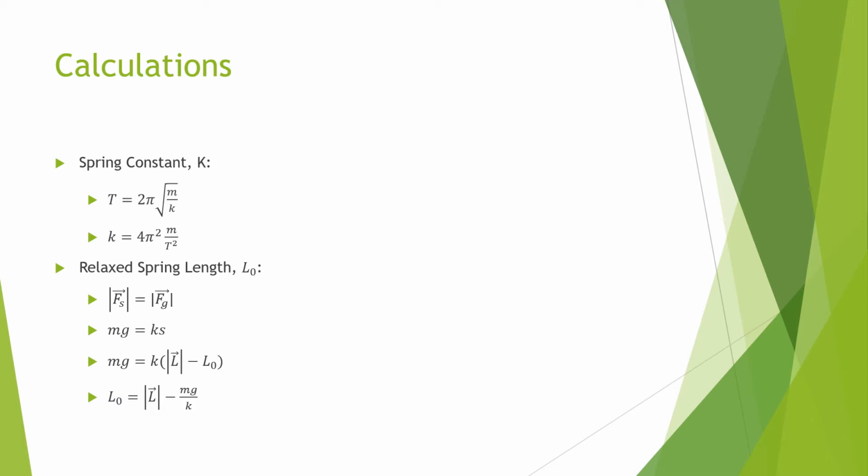The next thing we calculated was the relaxed spring length, or L0, since we know that at rest the force of the spring is equal to the force of gravity. So we have mg equals ks, or mg equals k times the vector L minus L0, and L0 equals the vector L minus mg divided by k.